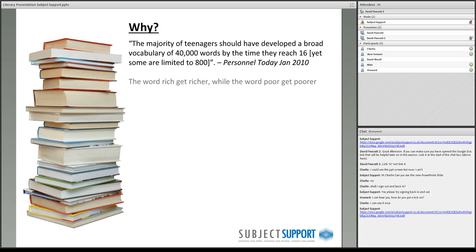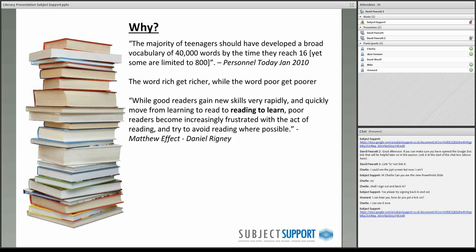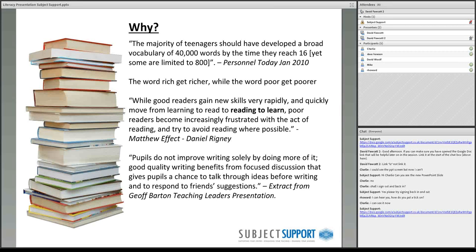There's also the fact that it's been labelled the Matthew effect: the word rich get richer and the word poor get poorer. We need to get the students to understand that the more they develop their vocabulary, the more they develop their ability to read and write in a coherent manner, and it's going to impact them further and further on, and they will continue to write better and better. And as I said, it's up to us as PE teachers to play a big role in that as well.